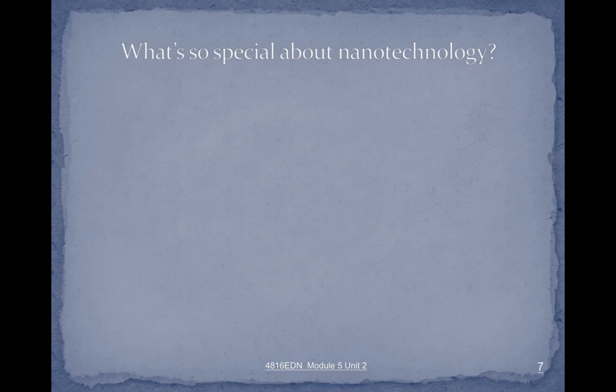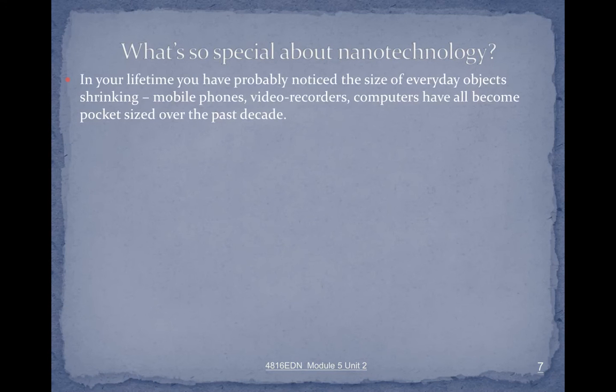So what's so special about nanotechnology? What are the advantages? In your lifetime, you probably noticed the size of everyday objects shrinking. Mobile phones, although you'll probably notice they've started to increase in size, but that's because for functionality we do so much more on them. Video recorders are a good example, because I remember years ago when I got my first video recorder when my first children were born.